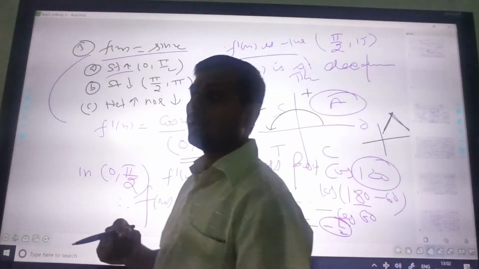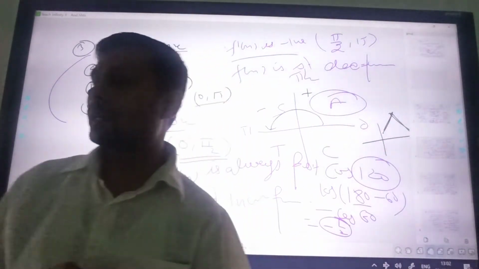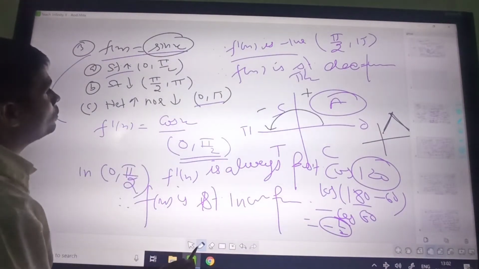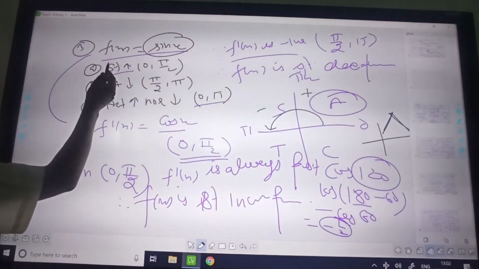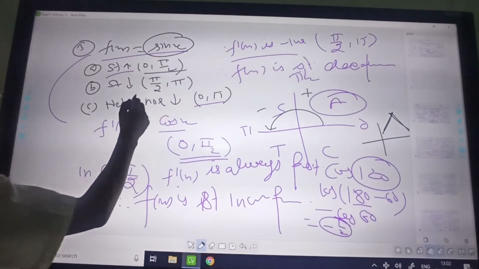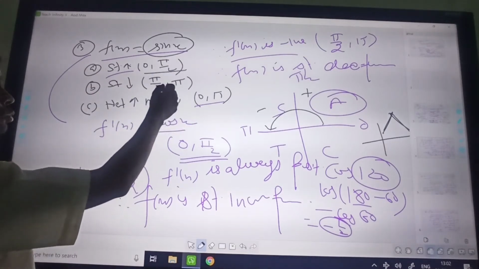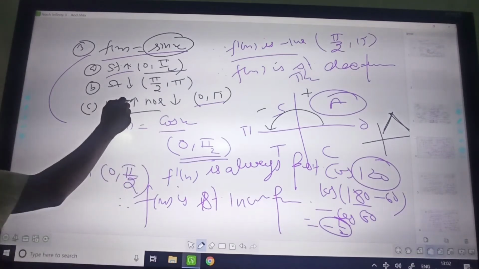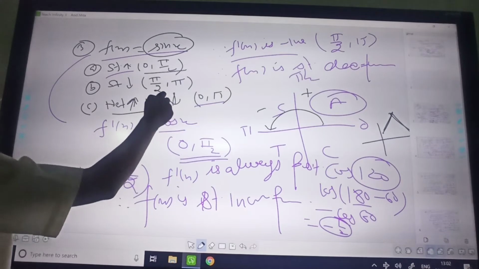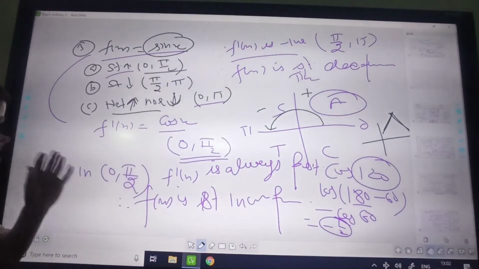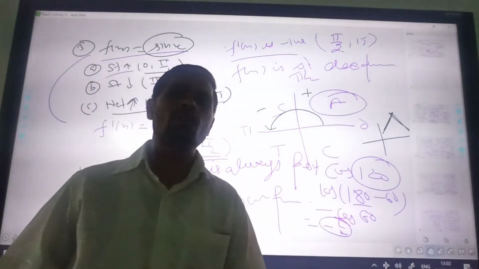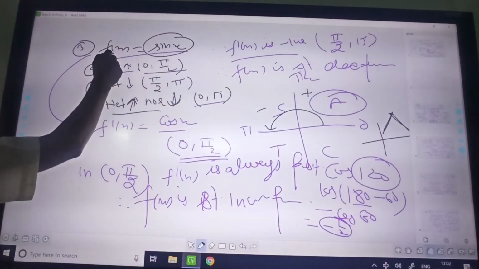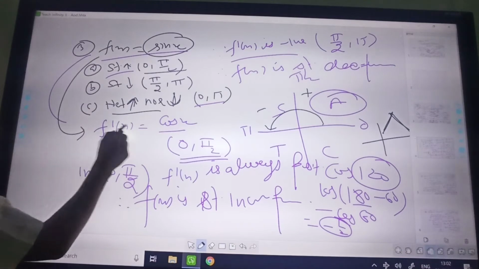This is question number 3 from your NCERT book. f x equals sin x is given to you, and you have to prove that the function is strictly increasing in 0 to pi by 2, strictly decreasing in pi by 2 to pi, and neither increasing nor decreasing in the interval 0 to pi. This sign indicates increasing and this sign indicates decreasing. As in the previous question, first you will find f dash x. f x is equal to sin x, so f dash x will be cos x.